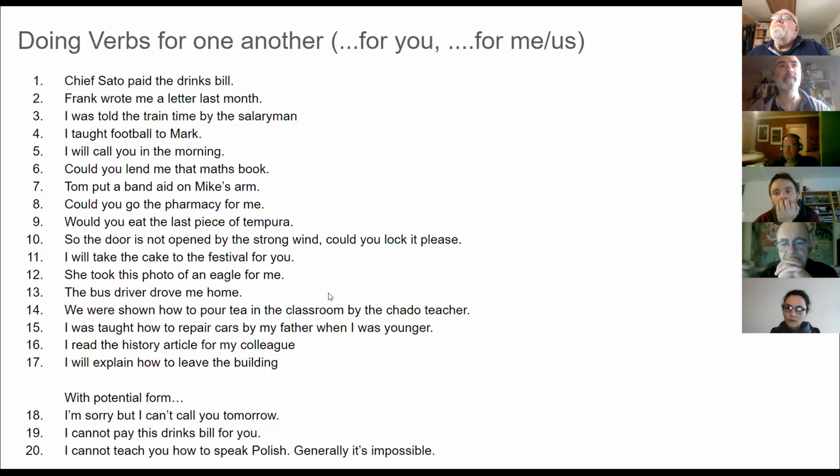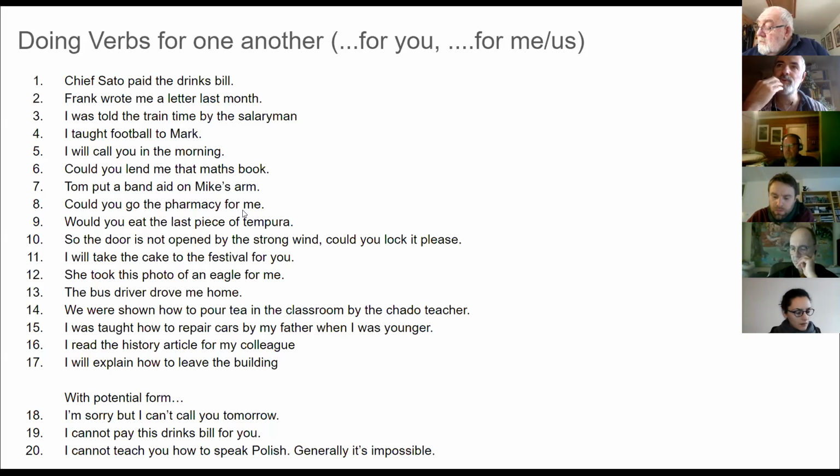Okay, Tatsi, would you like to have a try? Sure. Okay. So how about number 8? Could you go to the pharmacy for me? So again, I'd like the other person to be the subject, and you are the recipient. I don't know the words for going and pharmacy. Okay. So pharmacy is yakkyoku. Yakkyoku? And to go is iku.